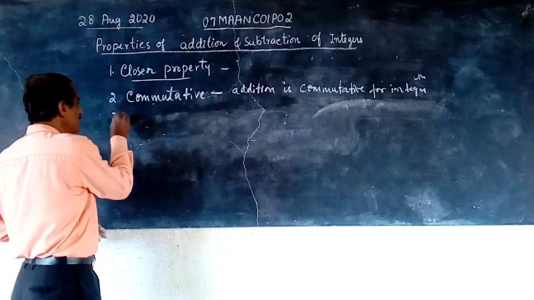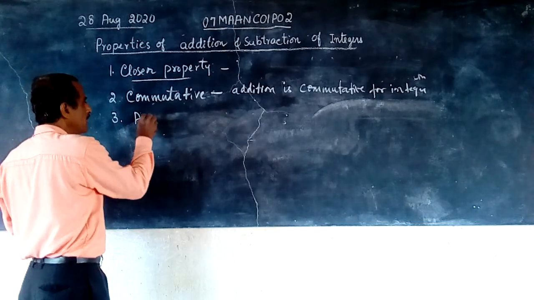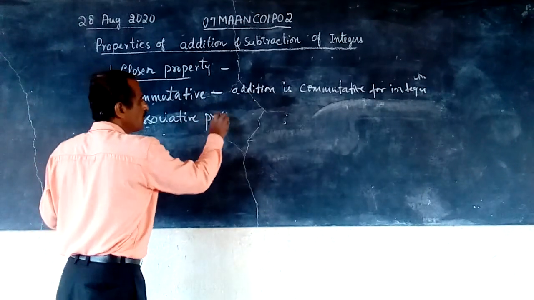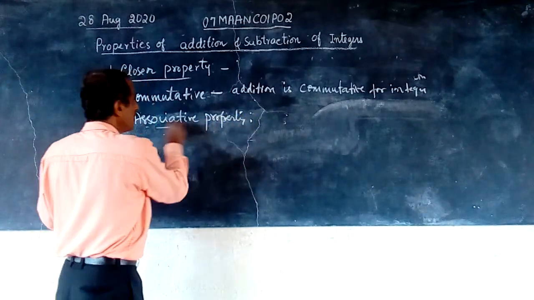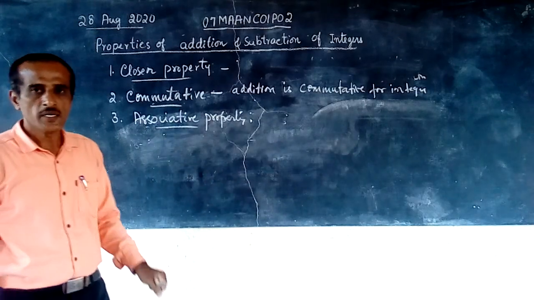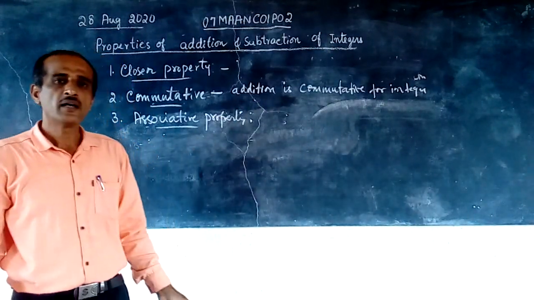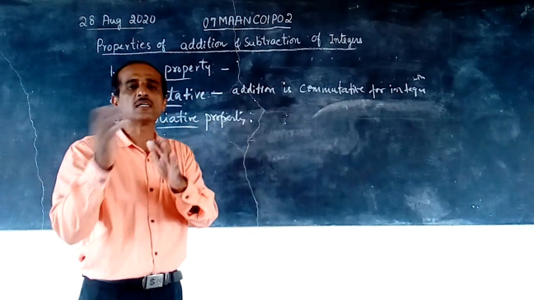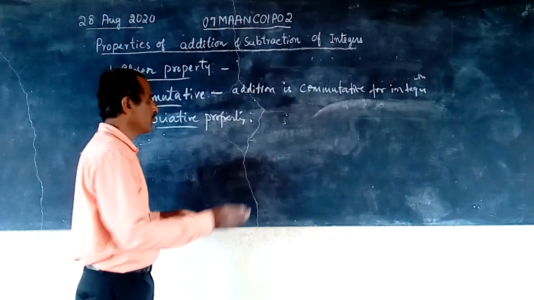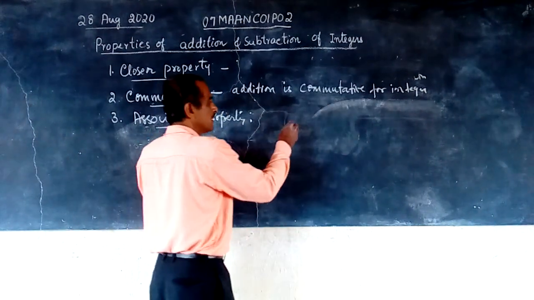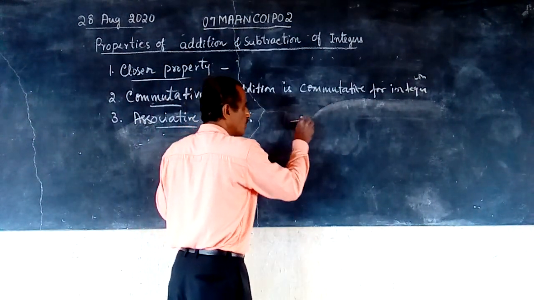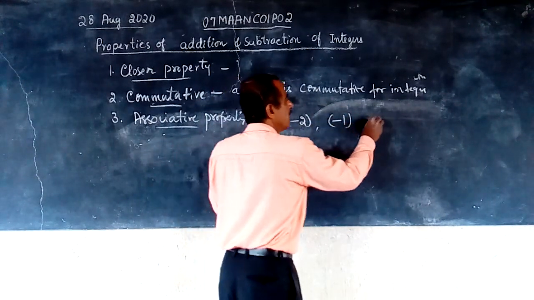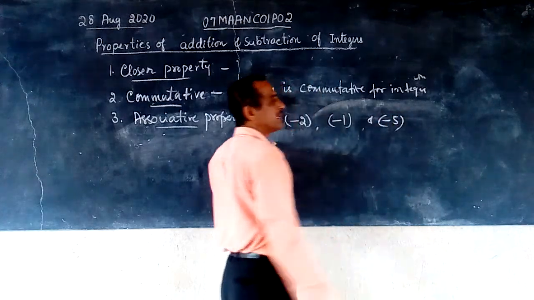And the third property is associative property. What is the meaning of associative property? If three numbers are taken and in that two numbers are grouped together, and you add that to the third number. For example, I will take three integers, say -2, -1 and -5.